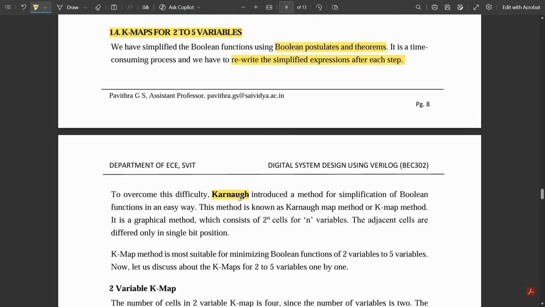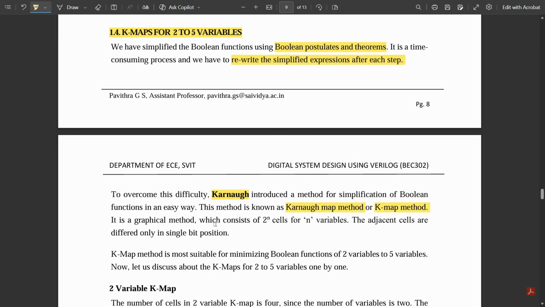Karnaugh is the name of the scientist who introduced this K-map. So in his name itself, the K-map is kept. The K here stands for Karnaugh, so it is also called the Karnaugh map. Karnaugh introduced a method for simplification of Boolean function in an easy way. This method is also known as Karnaugh map method or K-map method.